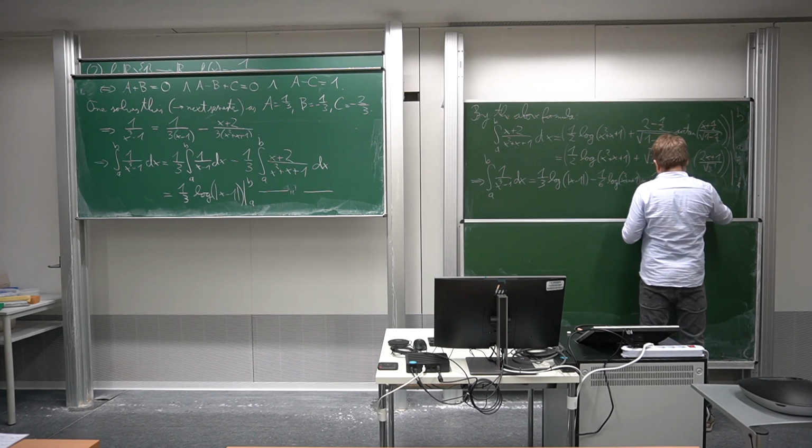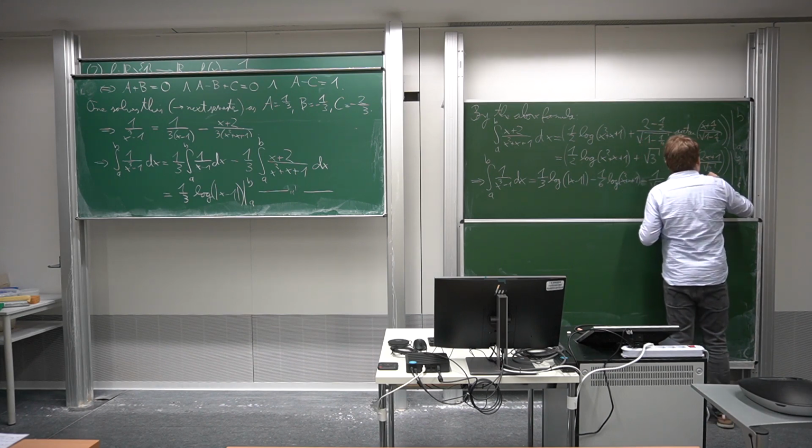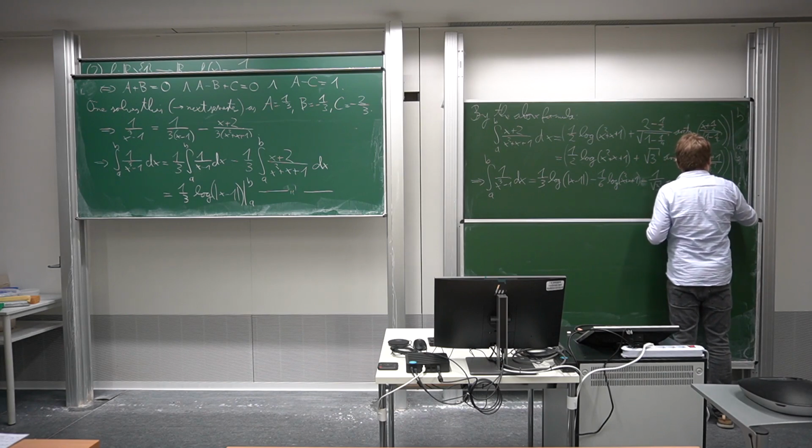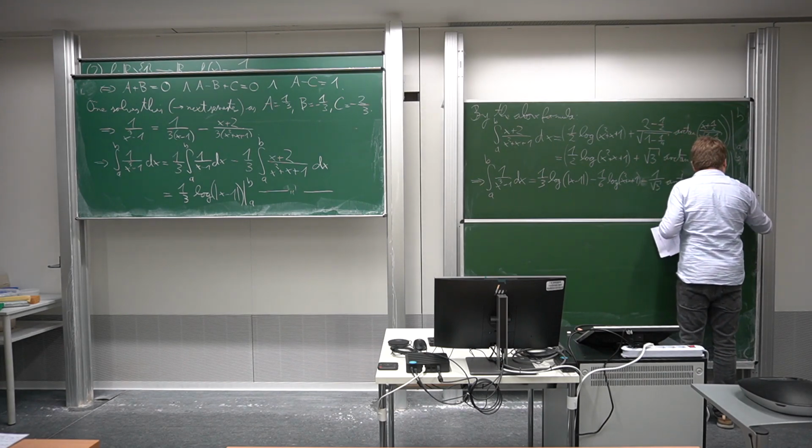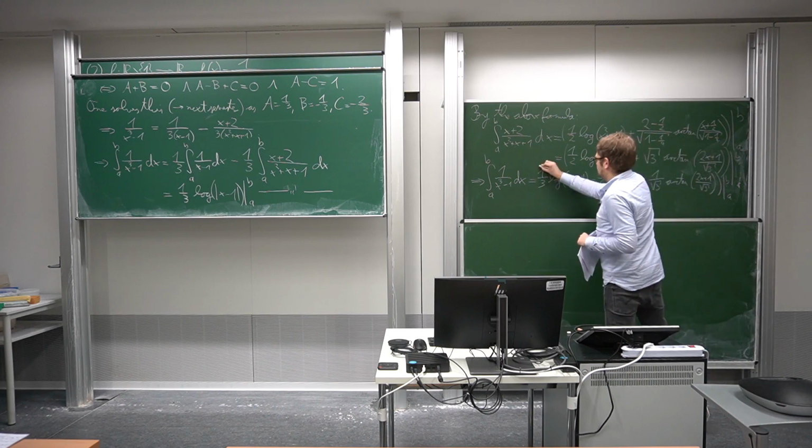Arctan of (2x + 1) divided by the square root of 3. And this now from a to b again. So this is the result.